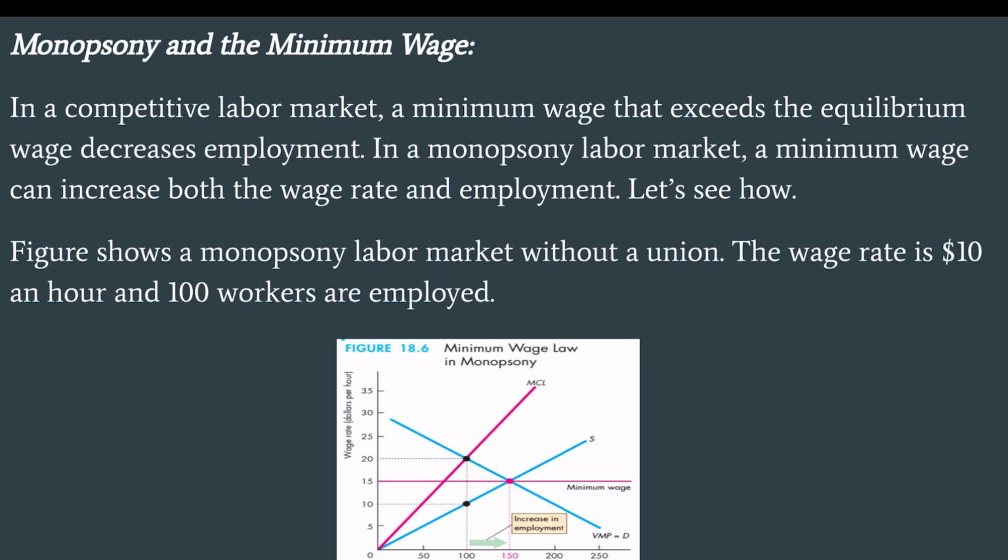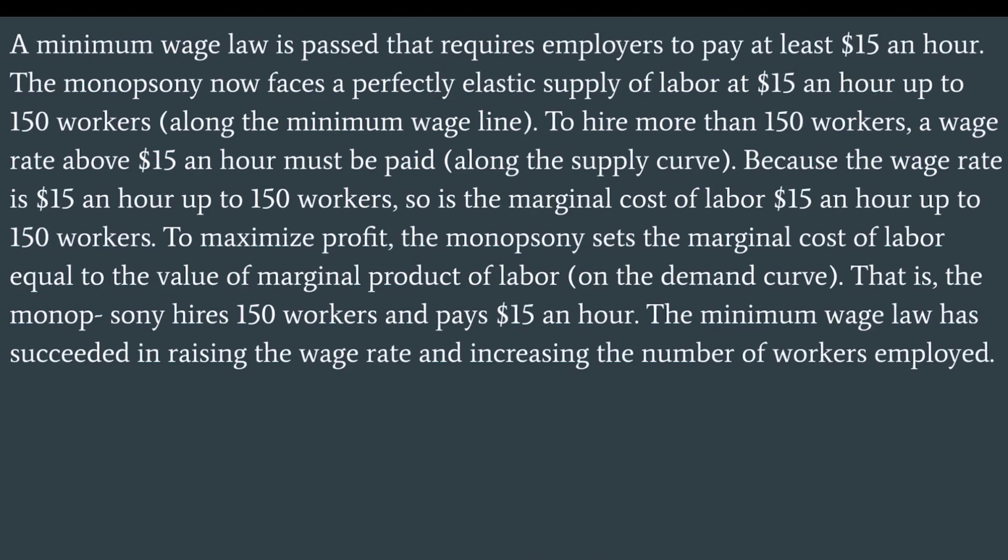In a competitive labor market, a minimum wage that exceeds the equilibrium wage decreases employment. In a monopsony labor market, a minimum wage can increase both the wage rate and employment. Let's see how. The figure shows a monopsony labor market without a union. The wage rate is $10 an hour and 100 workers are employed. A minimum wage law is passed that requires employers to pay at least $15 an hour.